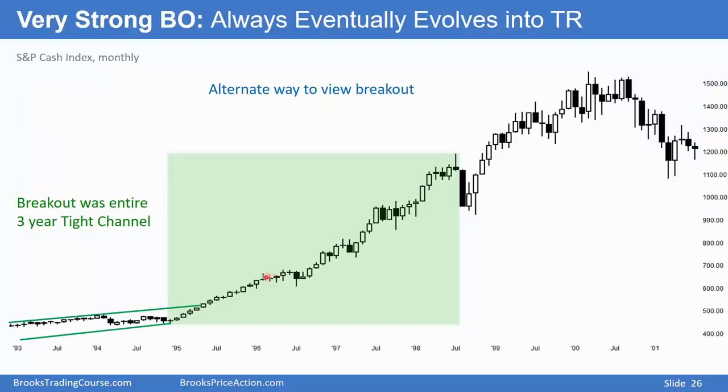Clearly a very strong bull breakout here. But in fact, you could argue that this entire rally for 3 years is the breakout. This is a monthly chart. If you looked at a higher time frame chart, like every bar being 6 months or every bar being 1 year, this entire 3-year rally would probably be simply a strong bull breakout. And this is a big enough pullback, you'd think that the channel began right here.